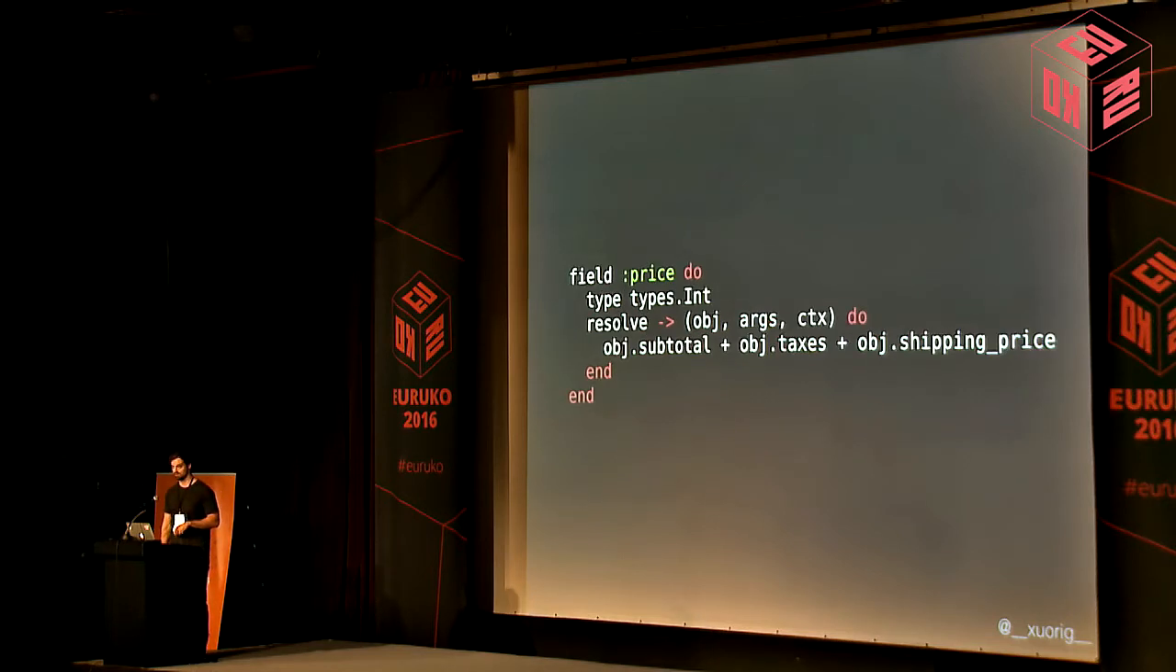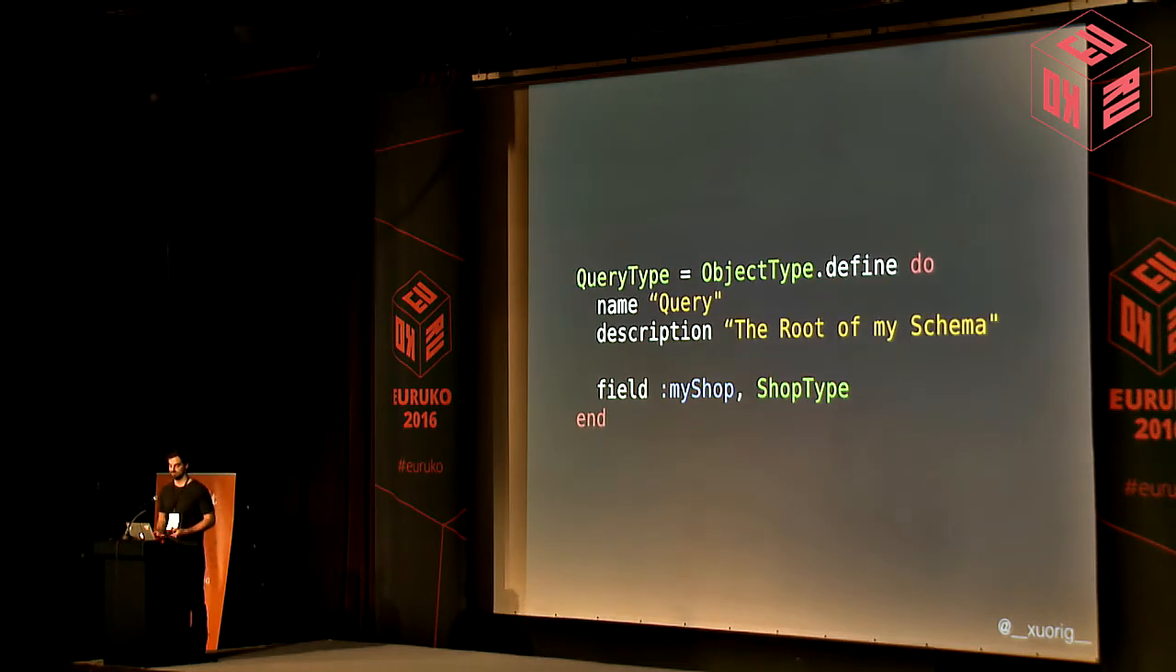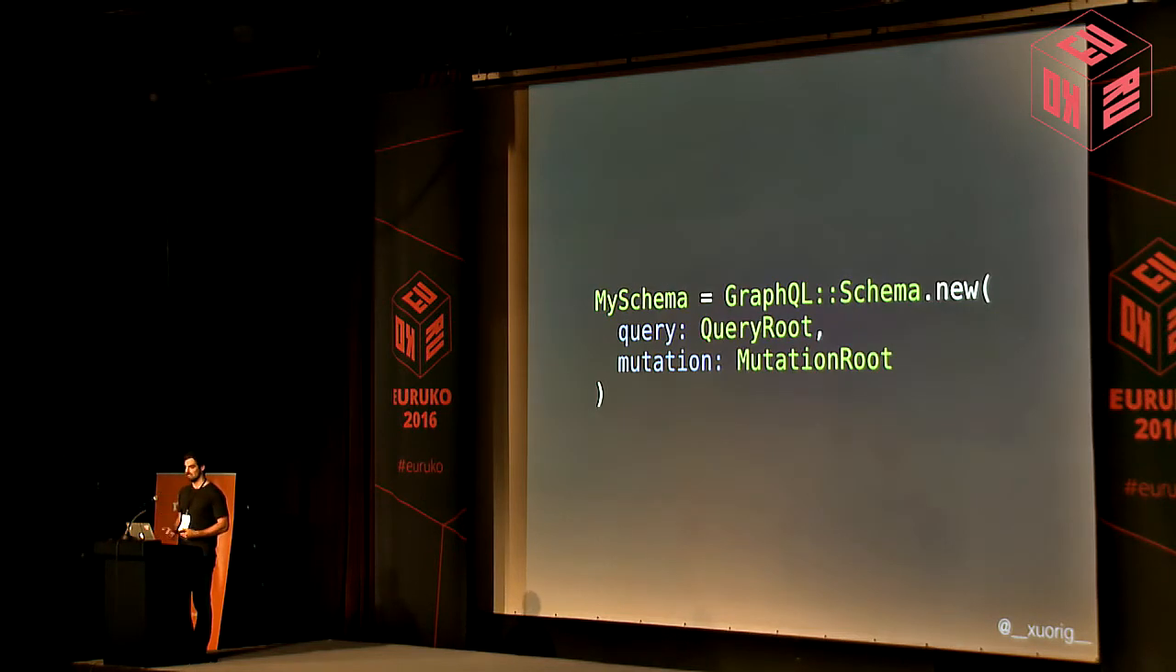But other fields are not one-to-one mappings to the database, right? We can compute some new fields, like price might be a calculation like this. So now that we have our product type, we can maybe have our shop type, where we define our products field on it. And it's quite simple to build our schema, right? We have our query type here, which will be the root. And we build our schema, just like this.